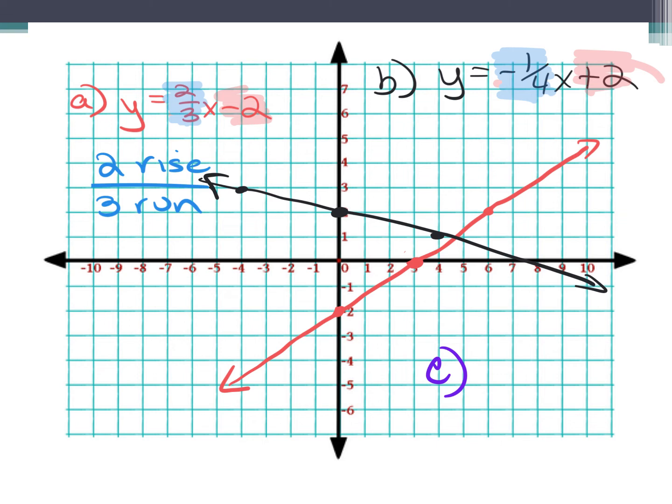Okay. I've graphed the first two. Again, for A, you're starting on negative 2, and you're rising 1, running 3. And then for B, you started at positive 2. I went down 1 and to the right 4. And now for equation C, which was y equals negative 3, this one, remember, is a horizontal line right through negative 3. So notice this one had a slope of 0 and a y-intercept of negative 3.